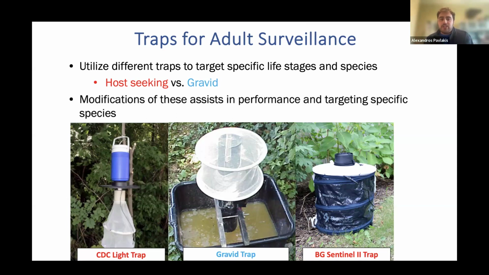There are also many modifications you can make to these traps to assist the performance and targeting of specific species. One example is for our BG Sentinel traps, where we added dry ice as a bait. That has drastically increased the number of mosquitoes, but also increased the diversity of mosquitoes that we're capturing in those traps.